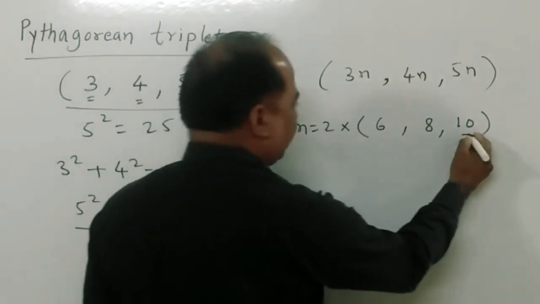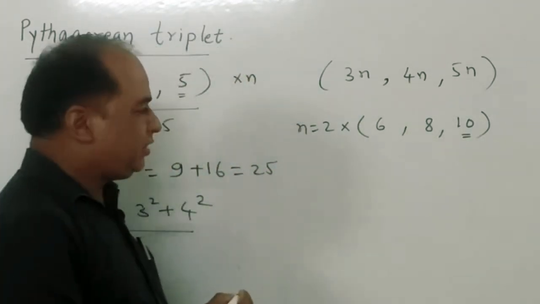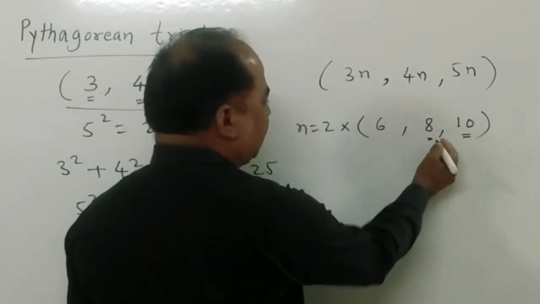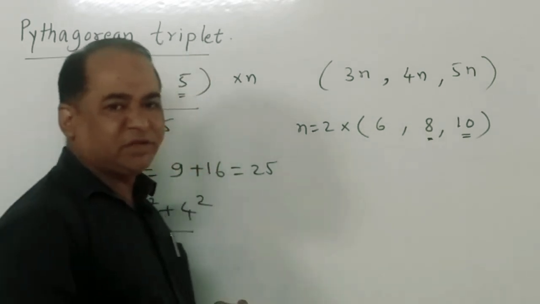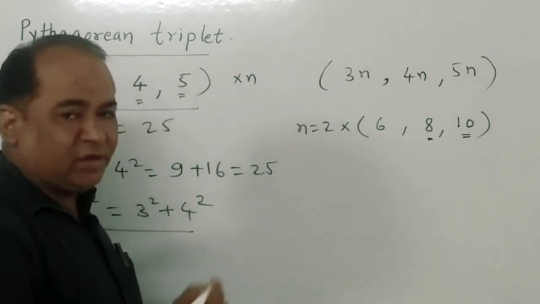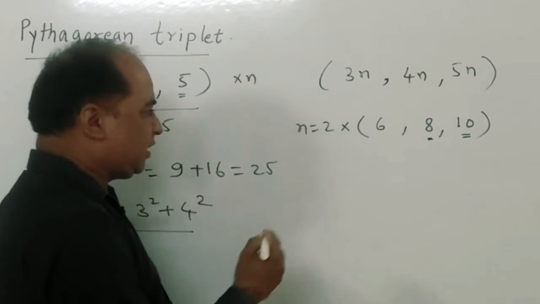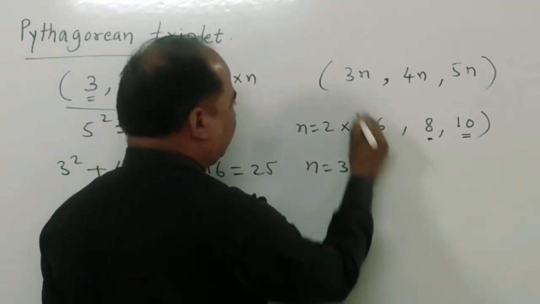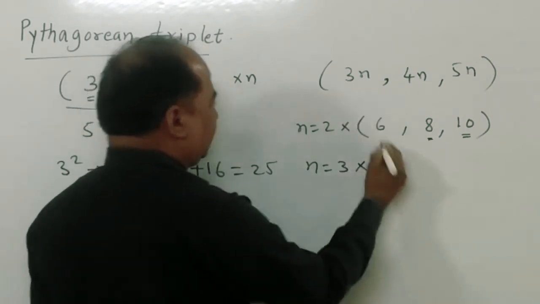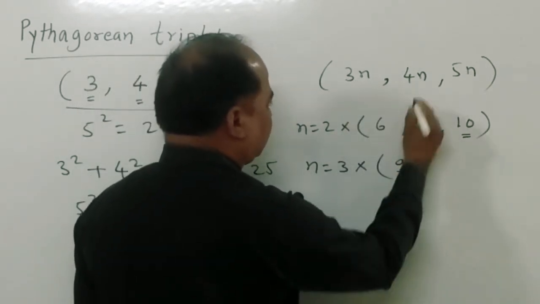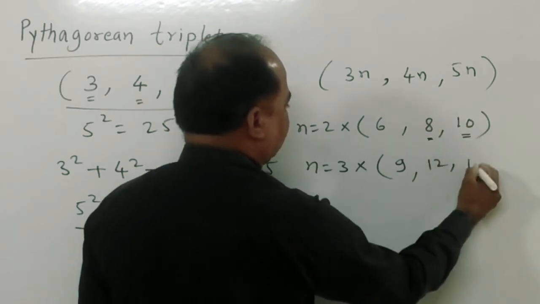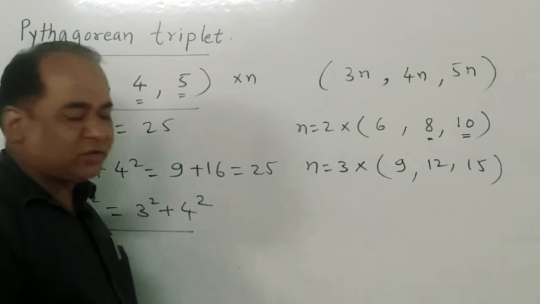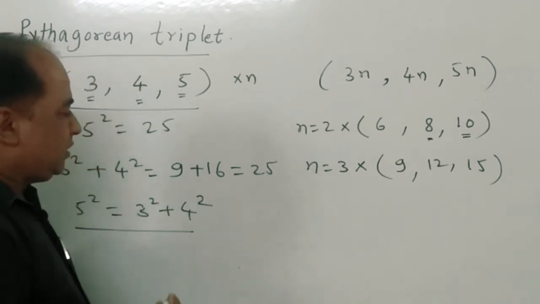Square of the greatest side, that is 10 square, is 100, and the sum of the squares of the other two sides, that is 6 square, 36, plus 8 square, 64. 36 plus 64 is equal to 100, which satisfies the Pythagoras theorem. So it is a Pythagorean triplet. If we take n equal to 3 and multiply, 3 3s are 9, 3 4s are 12 and 3 5s are 15. Again 9, 12 and 15 is a Pythagorean triplet.